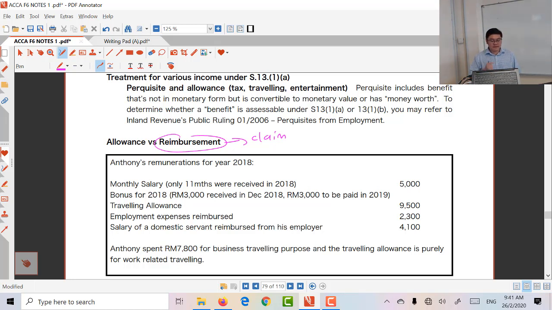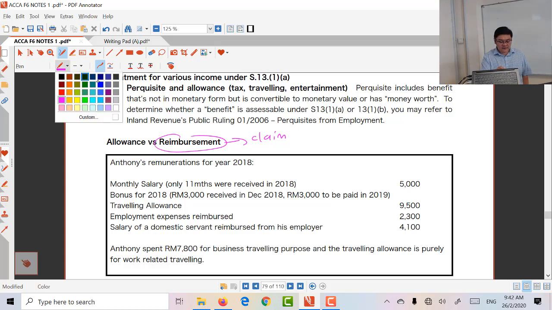All right, reimbursement is basically a claim. So you are told to spend on something. Then your boss says, come, give me the receipt, I'll give you back the money. That's a reimbursement. It's a claim. Like your boss says, go to the departmental store and buy something. Come back, pass me the bill. Now you're being reimbursed. So reimbursement is you spend first, you claim back.